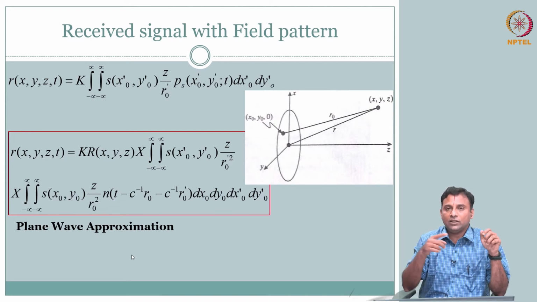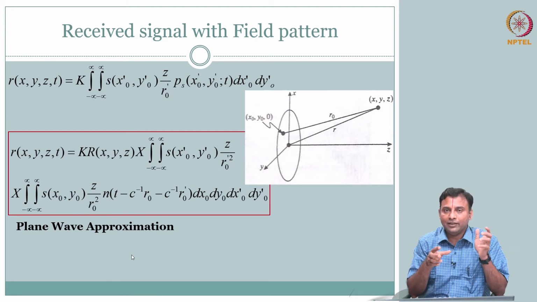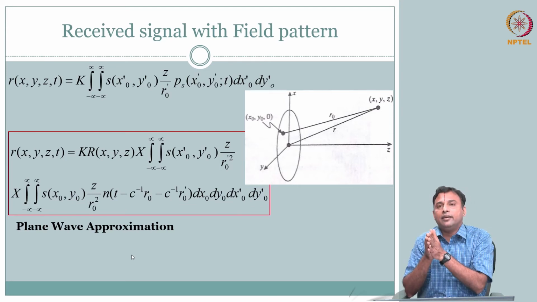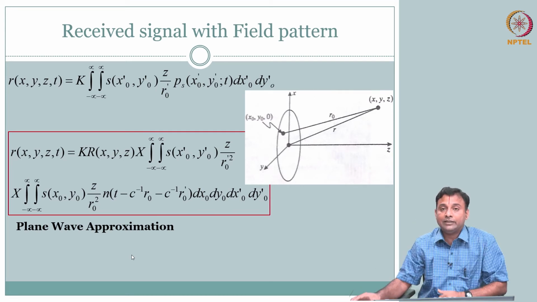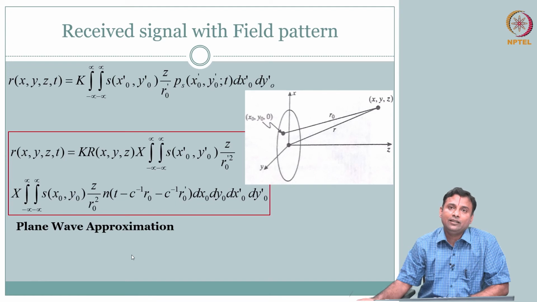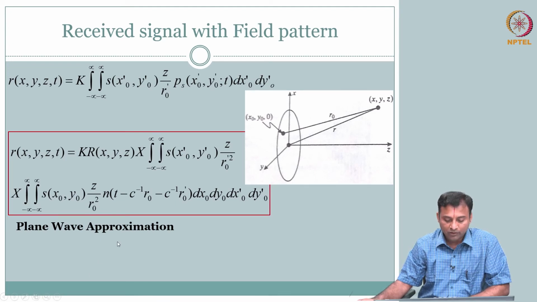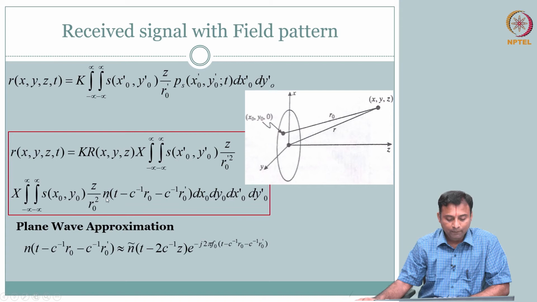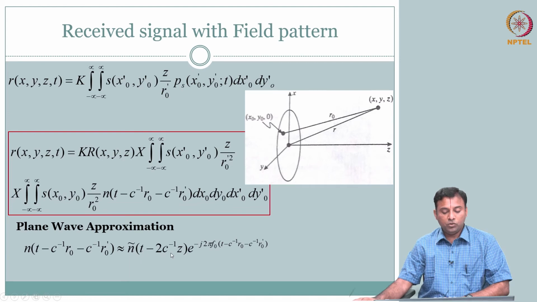All we are saying is that the envelope of the pulse that you are sending is hitting, all of it arriving on the z plane simultaneously. That is what we call the plane wave approximation. Why? Because once we make that approximation, the pulse that you are sending, n(t), can be approximated to n(t minus 2z/c).